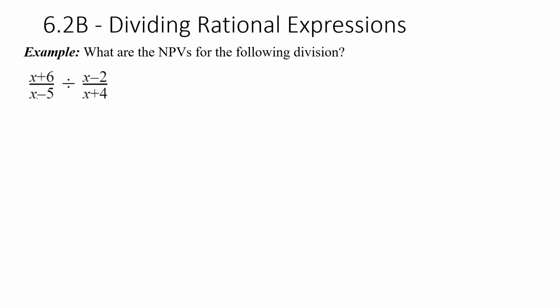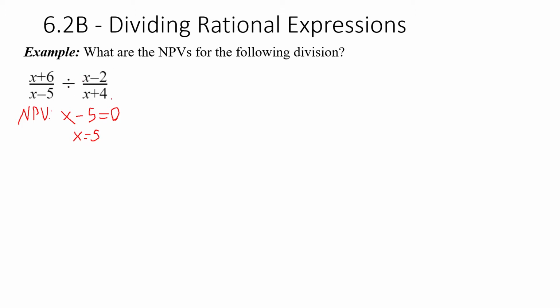So let's try one with some polynomials, with 4 sets of binomials. So again, the non-permissible values from this list are going to come from the denominator of the first fraction and the numerator of the second. So for non-permissible values, we want to find out what would make this 0. Take x minus 5. We want to find out what would make that 0. We can do that by solving for x. Add 5 to both sides, and you'll find that if x was 5, that would make this 0.